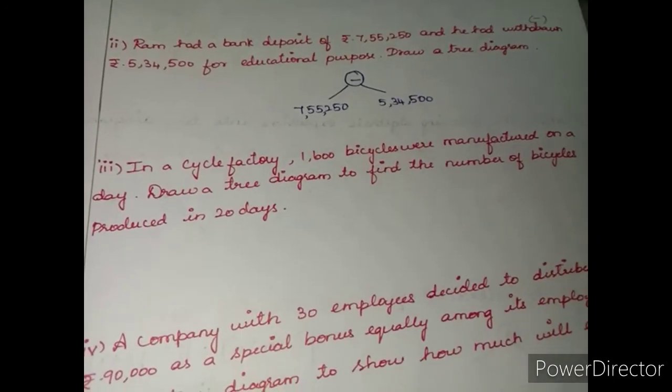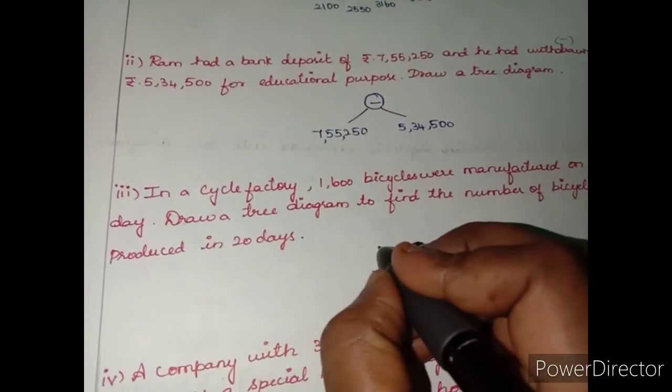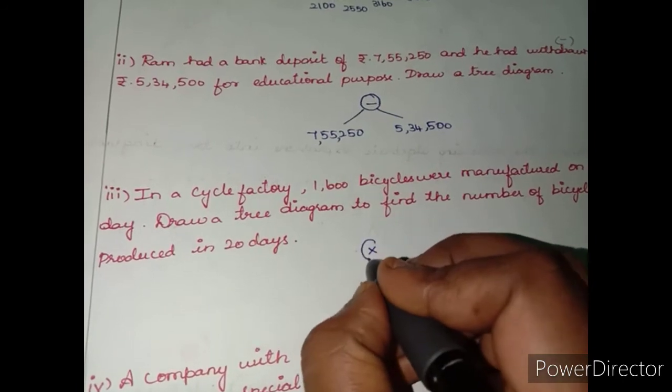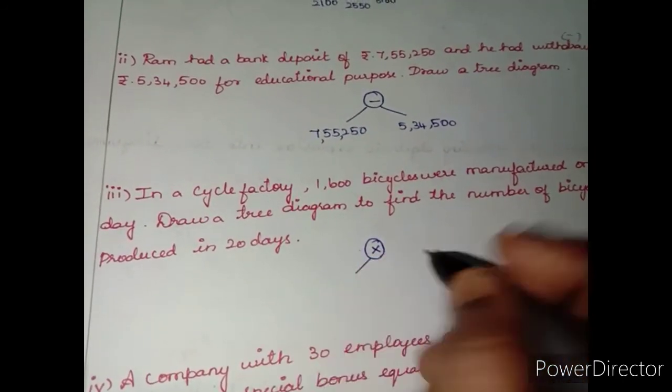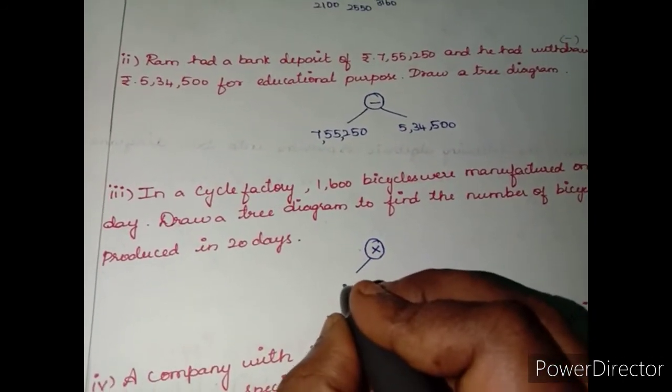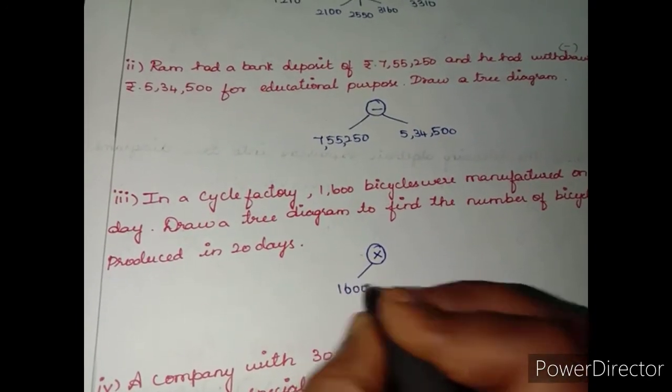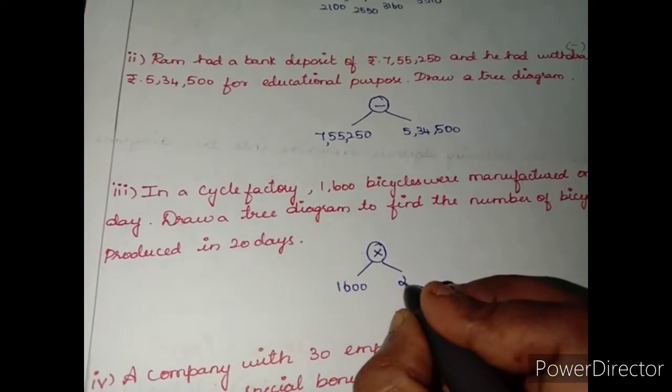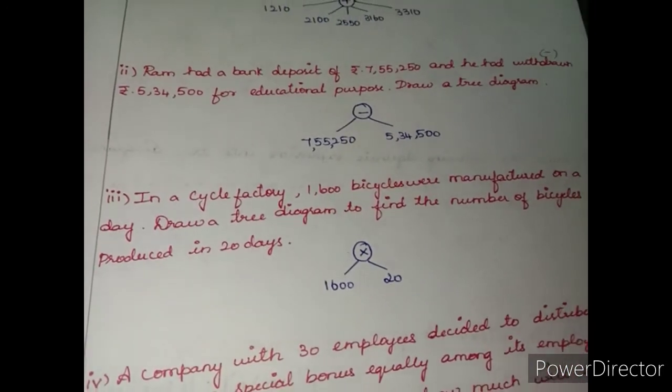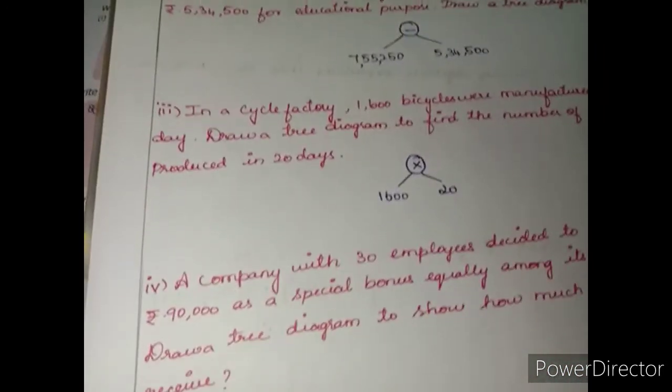So we are going to find the numbers. So the main operation is multiplication. So how many cycles? 1,600 into 20. Okay. So very simple.